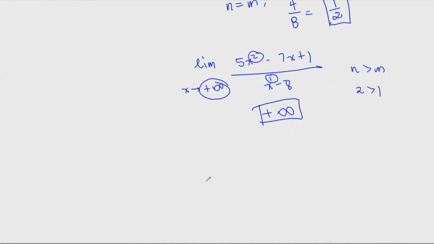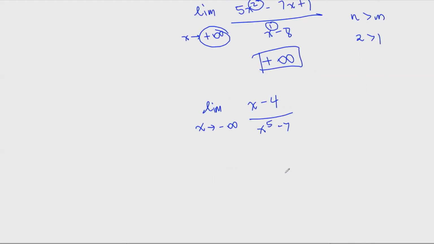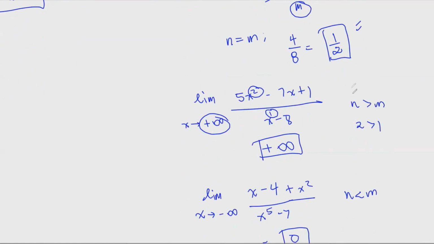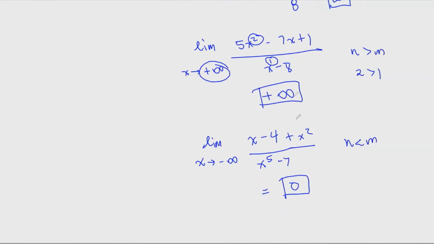Okay? And the last case is when, for example, we have x minus 4, and x approaching negative infinity, over x to the fifth minus 7. So in this case, what is the answer using our shortcut method? If n is less than m, meaning the numerator's highest exponent, which is 1, is less than m. If we add something like x squared here, it is still lower since 2 is less than 5. So in this case, the answer here would be equal to 0. So remember those 3 cases: where we have equal, we have the ratio of numerator to denominator coefficients; then we have infinity; and then 0.